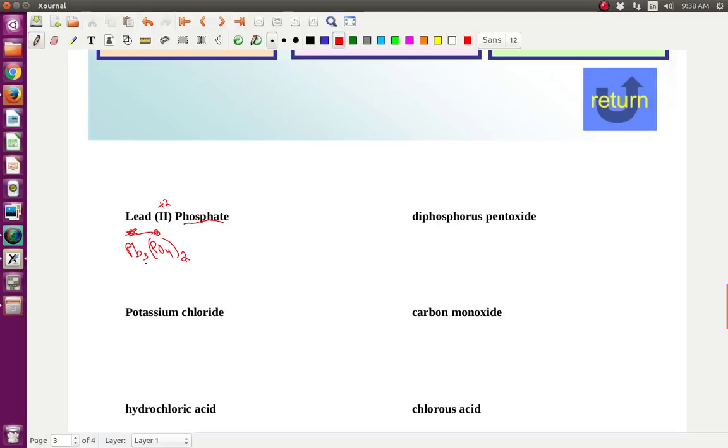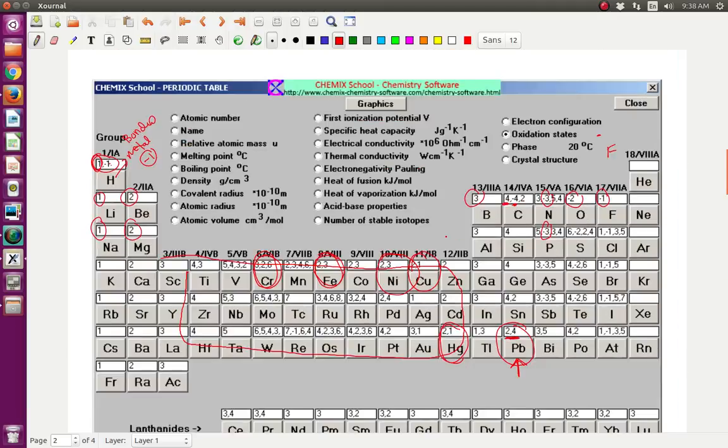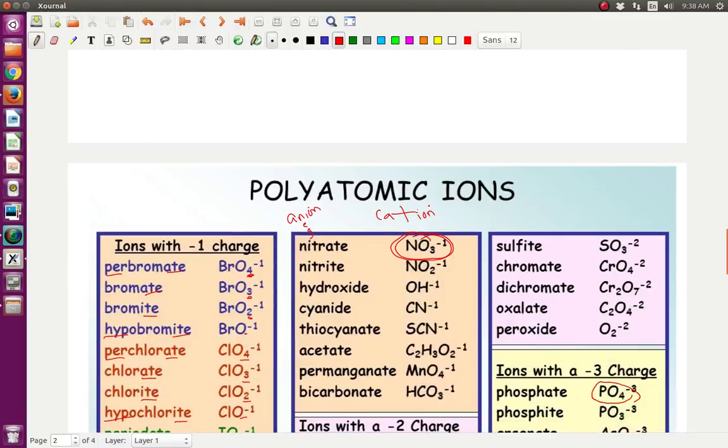The number 2 does not mean how many lead atoms I have. It's the charge of the lead. It was a +2. Now, diphosphorus pentoxide, we're talking about phosphorus and oxygen. If you go back up and look at the polyatomic ion chart, at the oxidation chart, you can see oxygen is over here and phosphorus is right here. They're both nonmetals. So 2 nonmetals is covalent, so we're going to use prefixes.